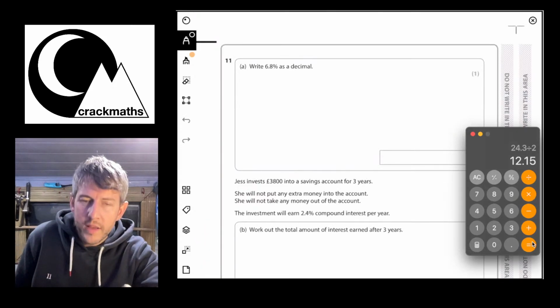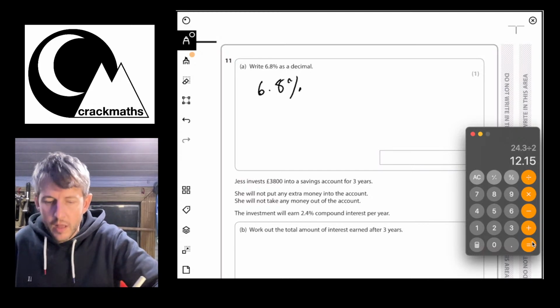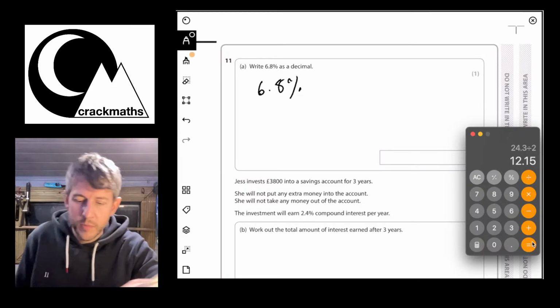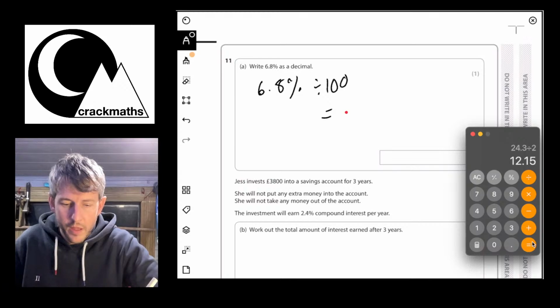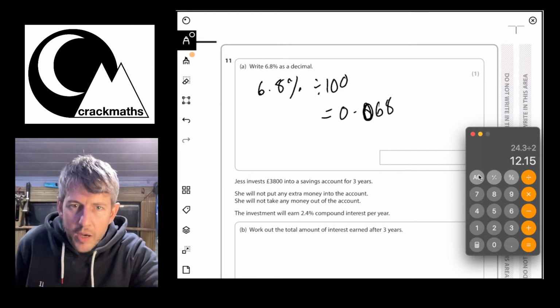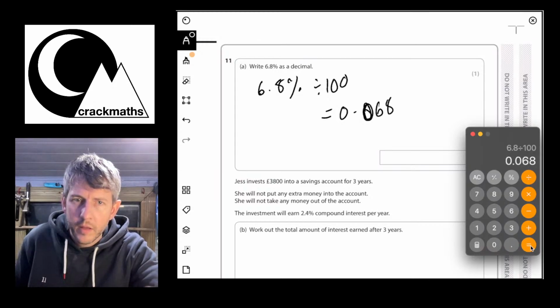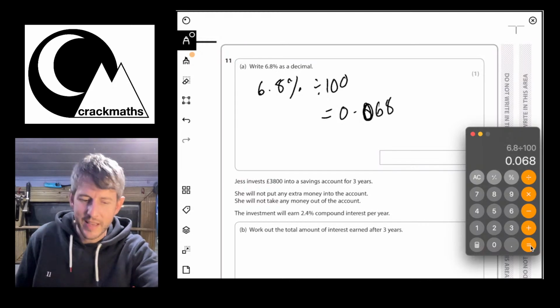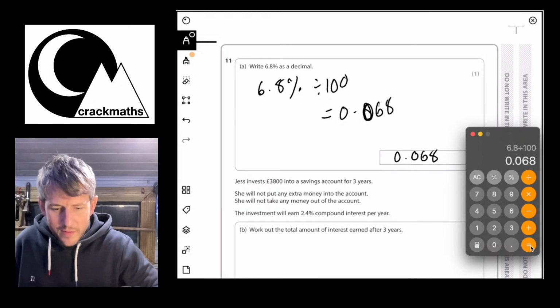Okay, here we go. Write 6.8 percentage as a decimal. Okay, so to go from percentage to decimal, we divide by 100, and so this will equal 0.068. There we go. So I can do that on my calculator as well. 6.8 divided by 100 equals 0.068.